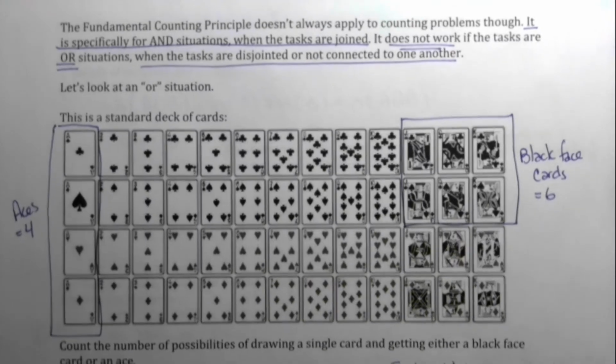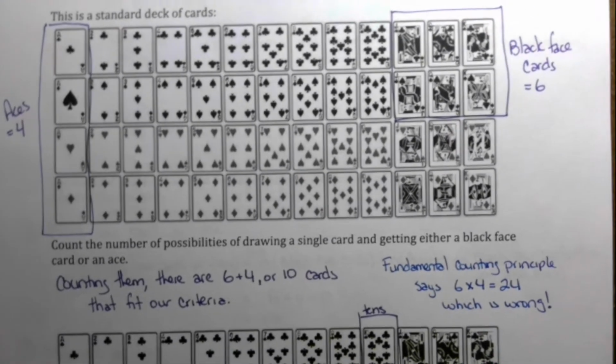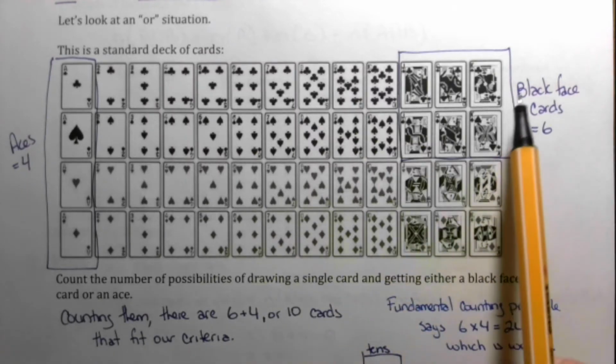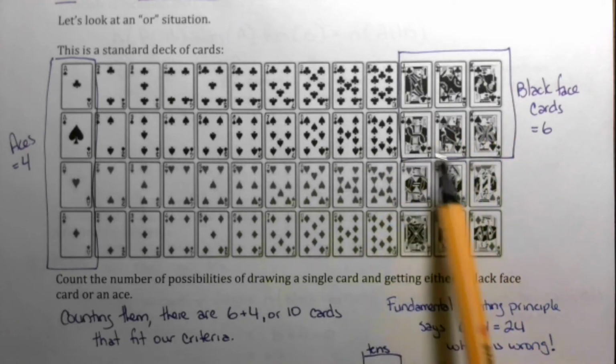In this case, we're looking at a deck of cards. So this is just all the cards drawn out. It says count the number of possibilities of drawing a single card and getting either a black face card or an ace. If this was in color, clubs and spades would be the black face cards.